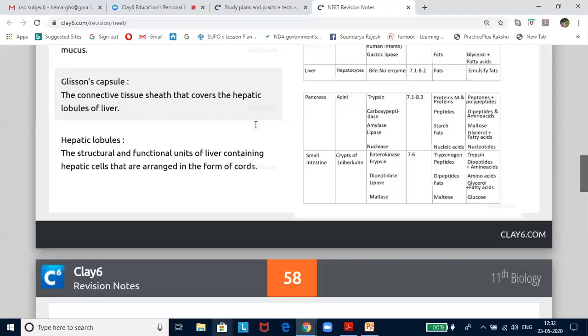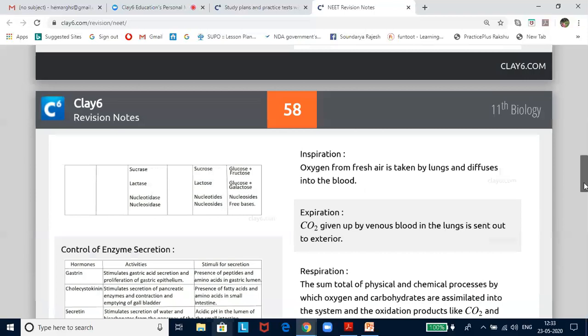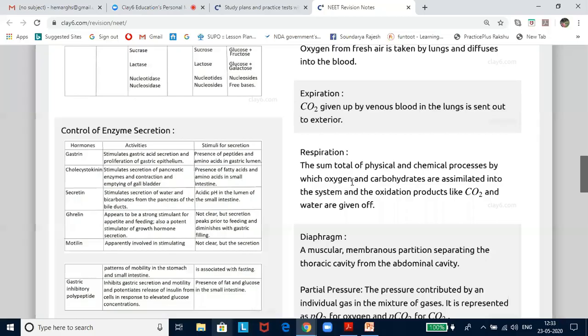Now, let us look into hormonal control of digestion. You have now seen how enzymes control the digestion. Now let us look at the hormonal control of the digestion. The activities of the gastrointestinal tract are coordinated by the nervous and endocrine systems of the body.